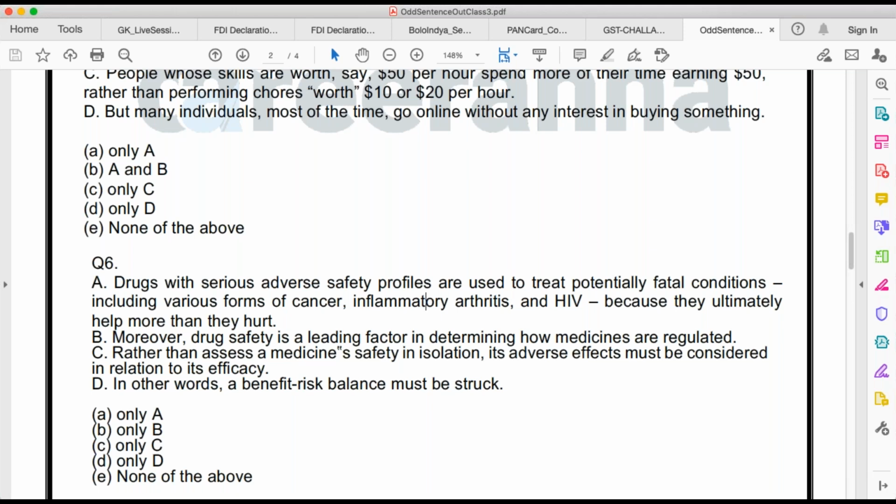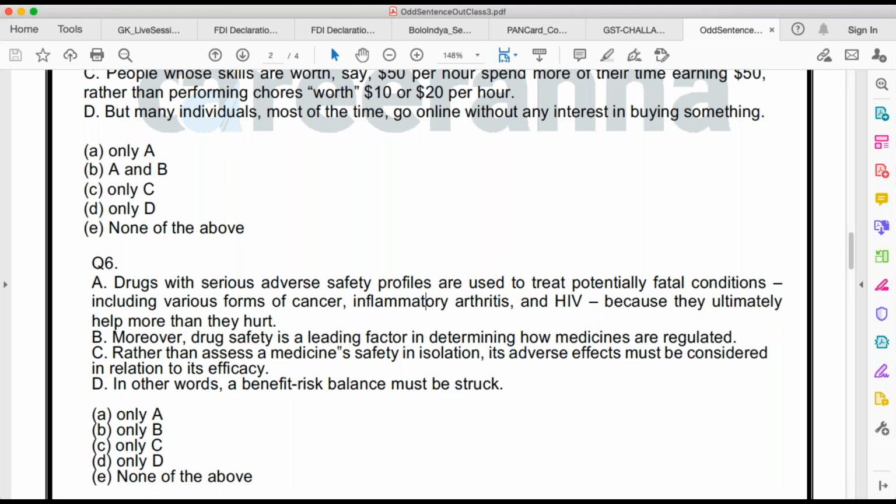Sentence number C: rather than assess a medicine's safety in isolation, its adverse effects must be considered in relation to its efficacy. Again, benefit versus risk. Adverse effects and efficacy. Right? Sentence number C is also talking about benefit risk of a medicine. Am I correct? Are my A, C and D correlated? I am left with two things. Either I mark B or I mark E.